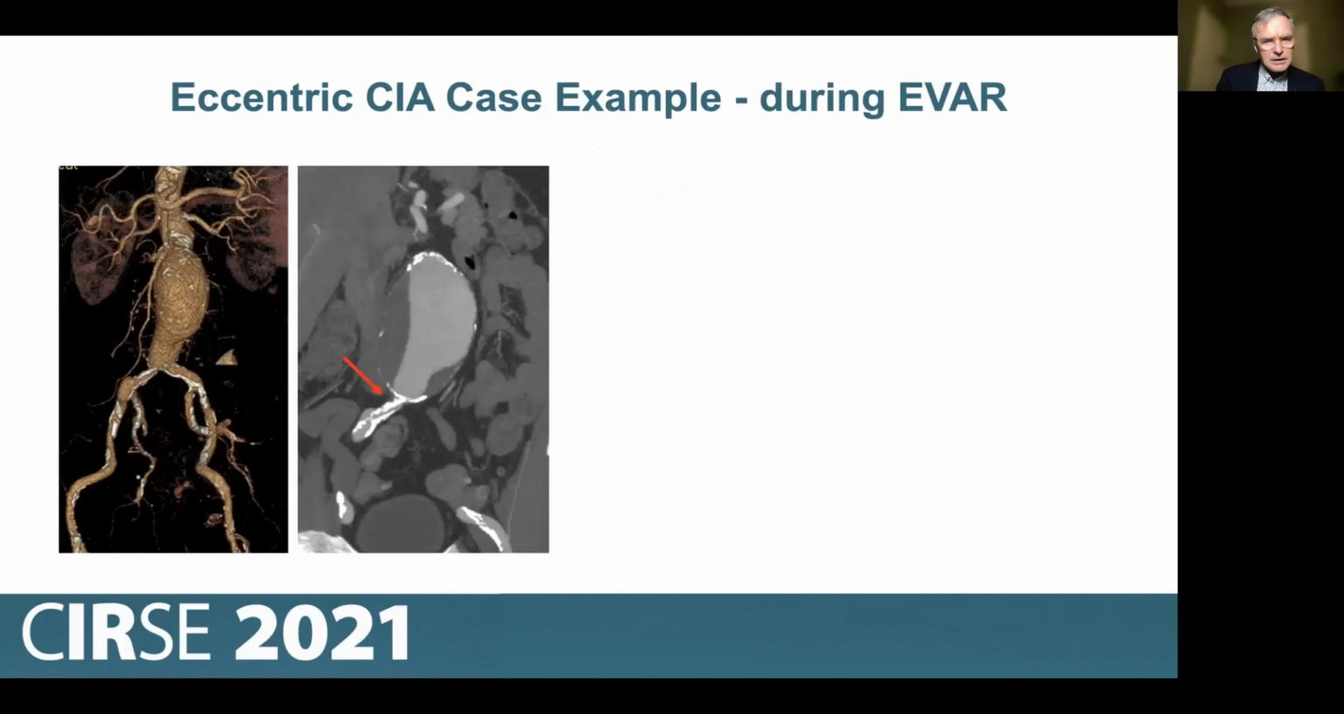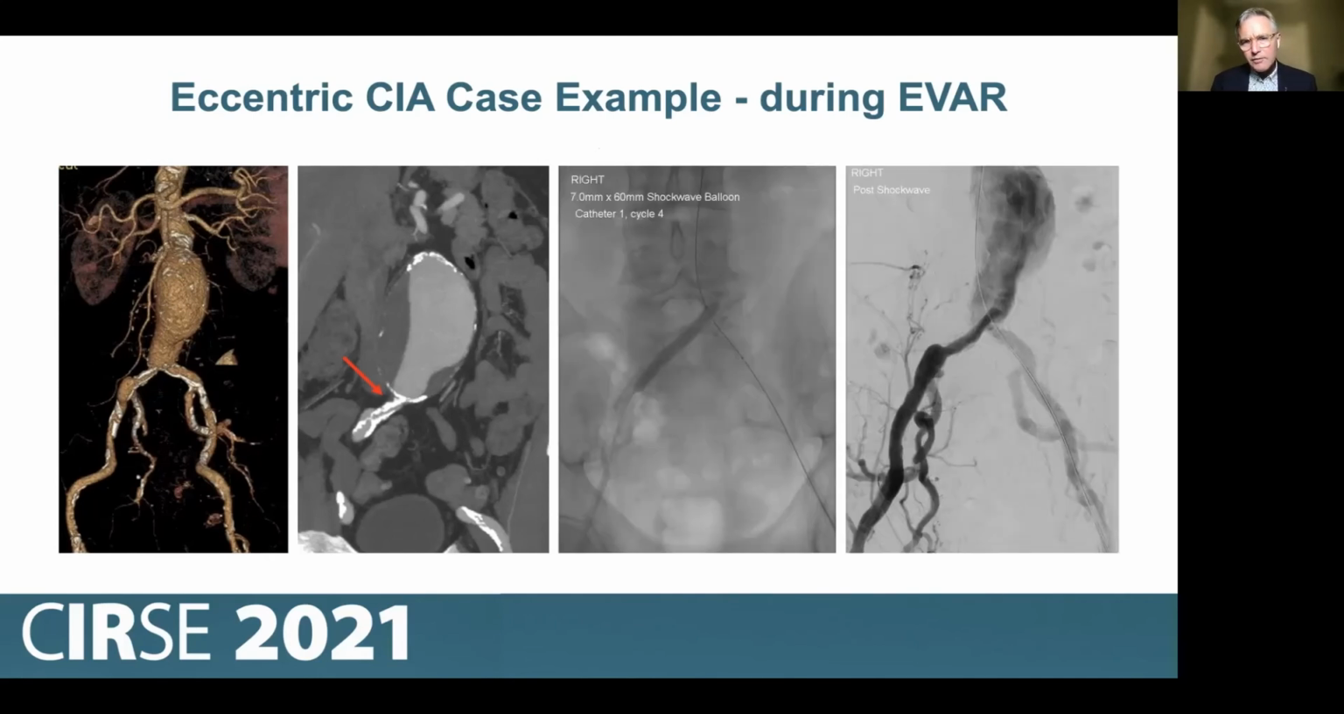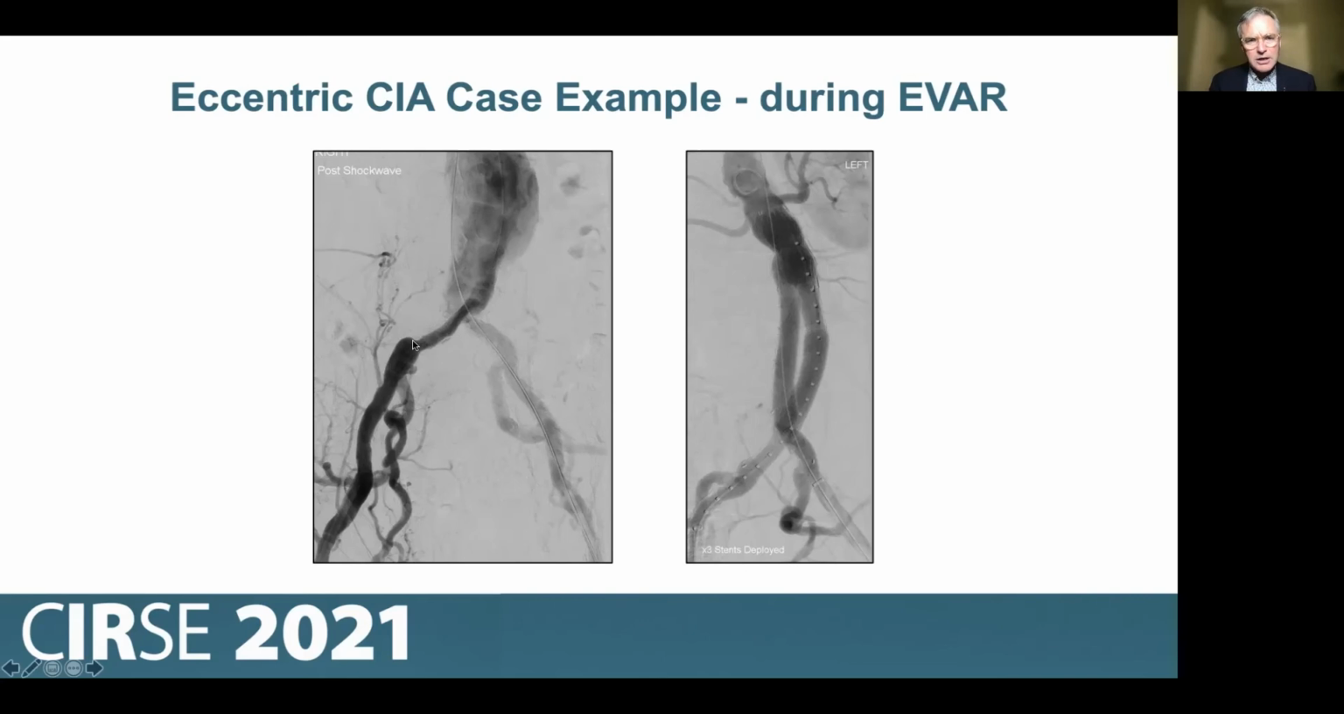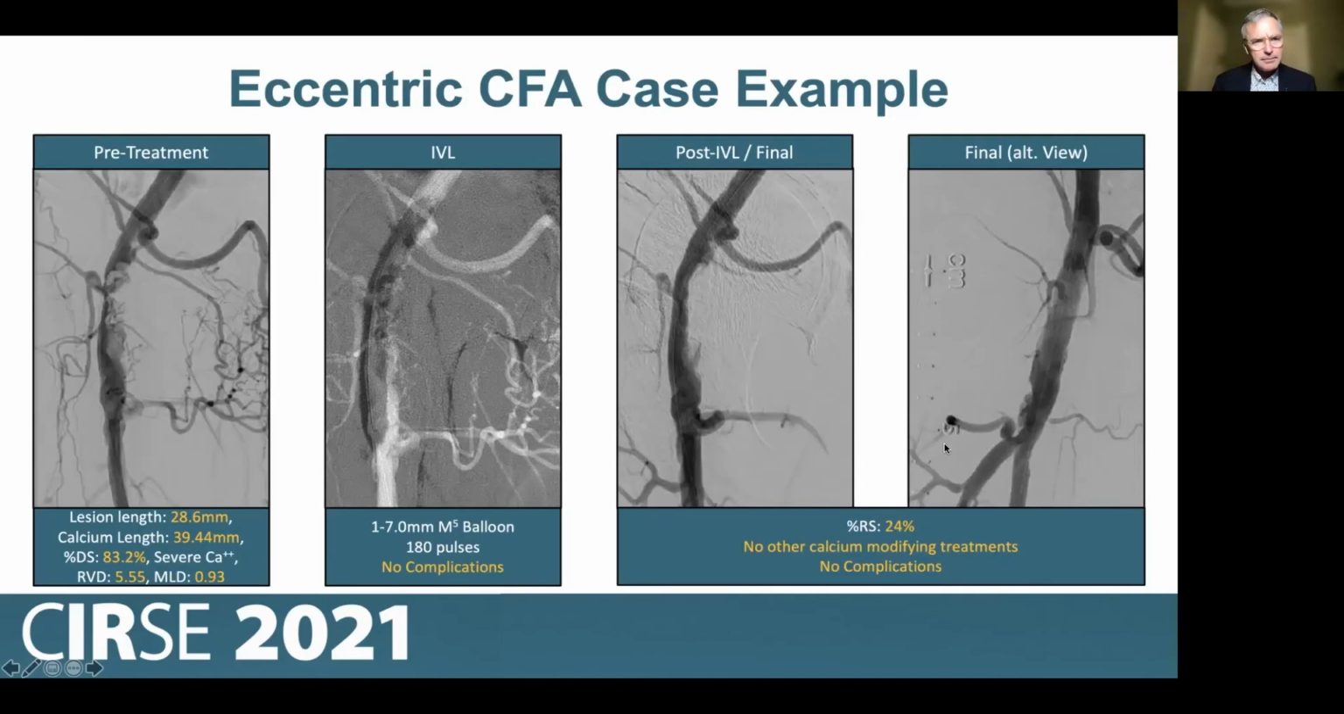Just some cases: an eccentric right common iliac artery stenosis in a patient with an abdominal aortic aneurysm. Intravascular lithotripsy was done to facilitate delivery of the device and sheaths. And although only a 7mm balloon was deployed, this changed the compliance of the right common iliac artery and allowed a limb to fully expand in this common iliac artery.